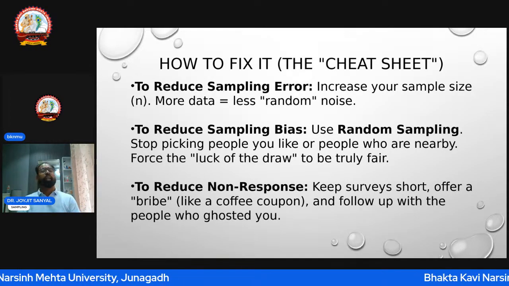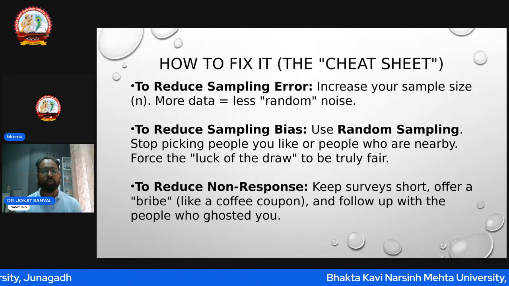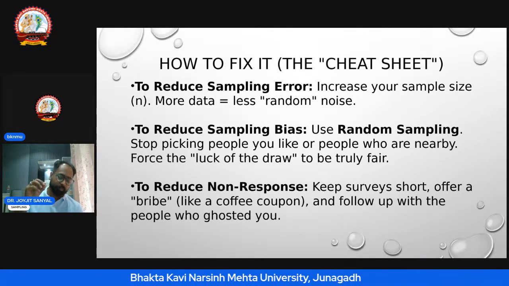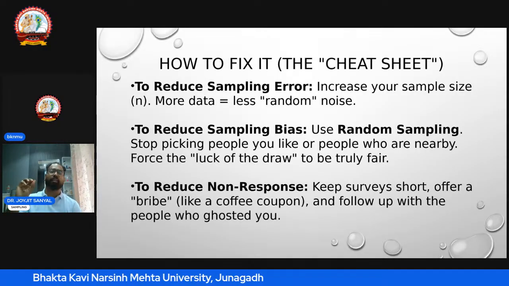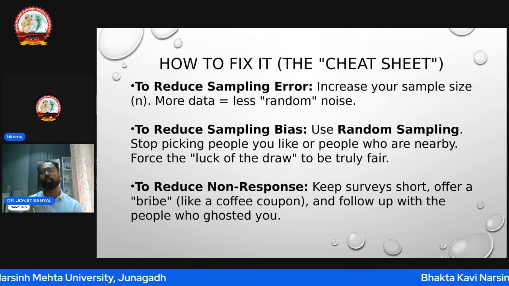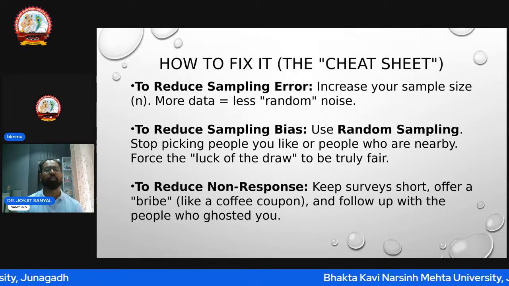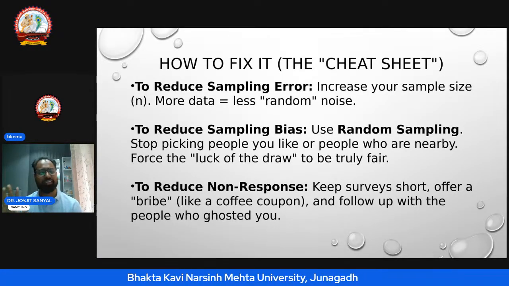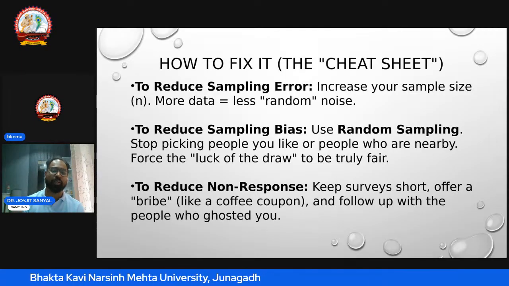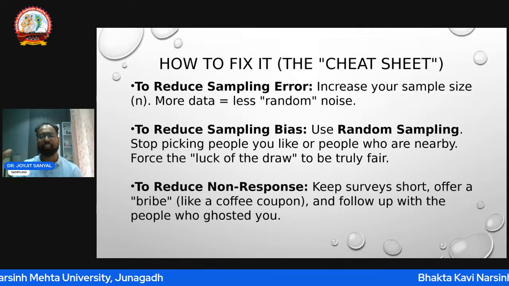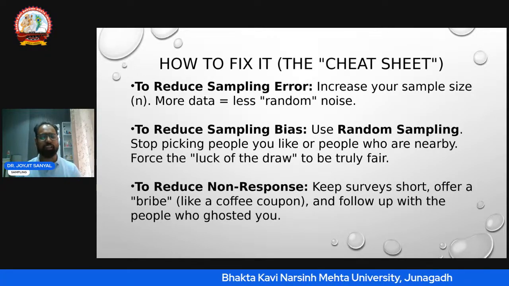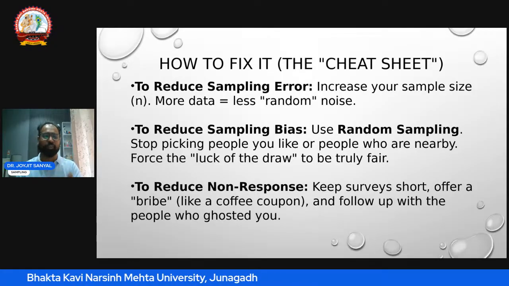Okay. Then, to reduce non-response, what can you do? Sometimes it happens that you have sent the link or you might have met someone for collecting the data, but they're not giving any kind of response. What can you do? You can offer a bribe. Well, this is not a good thing, but sometimes you can do it in the form of, say, let us have the survey over a cup of tea, a cup of coffee, a samosa, right? Fine. So that is one way of meeting with people.